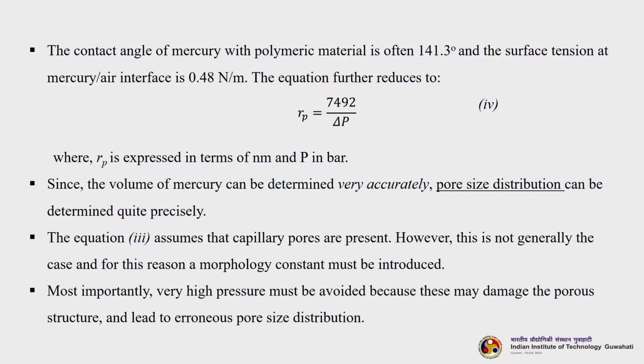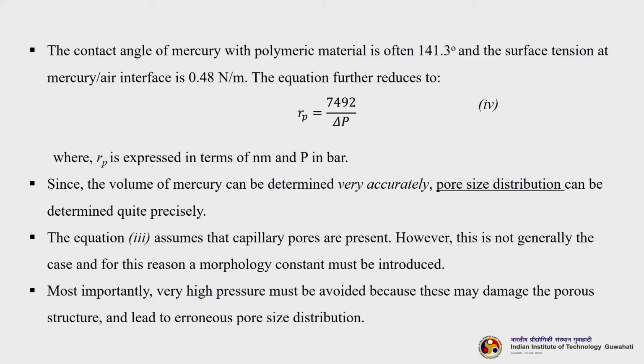Since the contact angle of mercury for polymeric material, most of the polymeric material, is 141.3 degrees, and the surface tension is 0.48 newtons per meter, the equation reduces to Rp equals 7492 by delta P. Again you can see from this particular equation, 7492 becomes a constant. So, Rp is a consequence of delta P. The volume of mercury can be determined very accurately. Why? Because the mercury is not wetting the membrane, whatever is getting inside the membrane pores, we know the volume, and pore size distribution can be determined quite precisely.